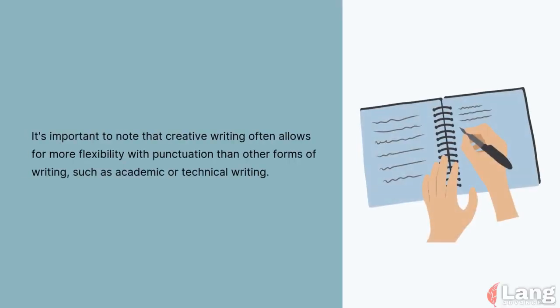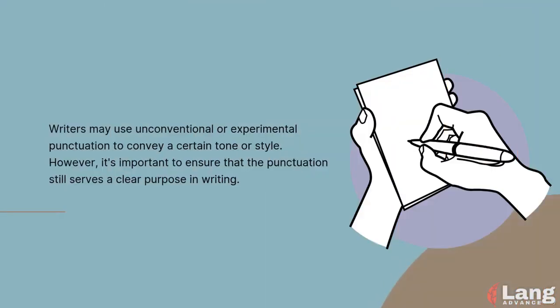It's important to note that creative writing often allows for more flexibility with punctuation than other forms of writing, such as academic or technical writing. Writers may use unconventional or experimental punctuation to convey a certain tone or style. However, it's important to ensure that the punctuation still serves a clear purpose in writing.